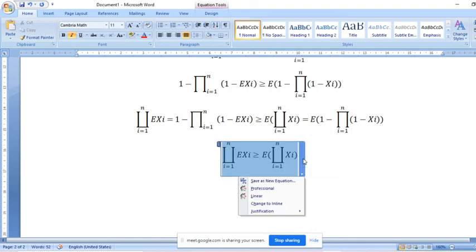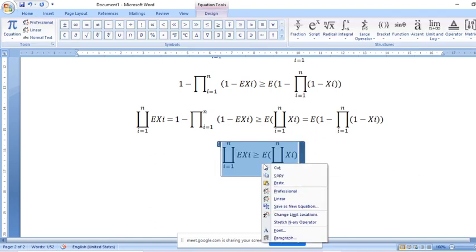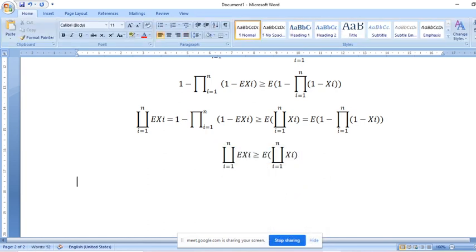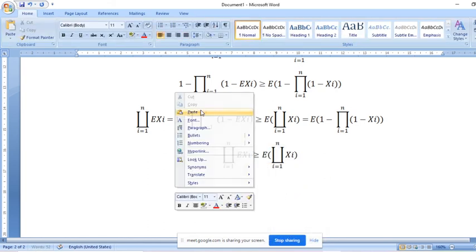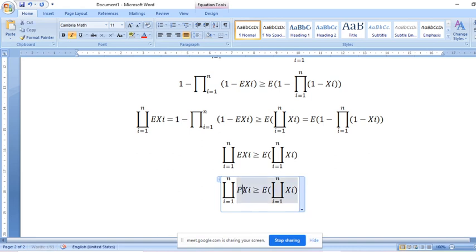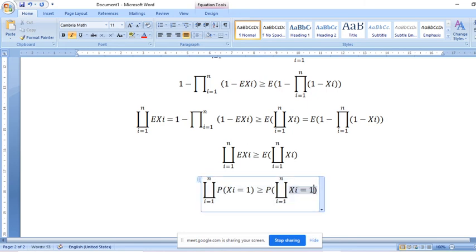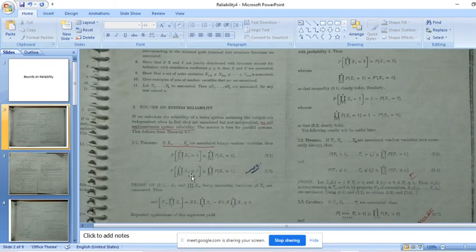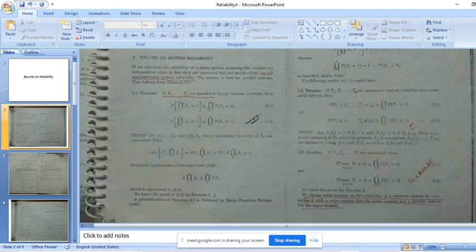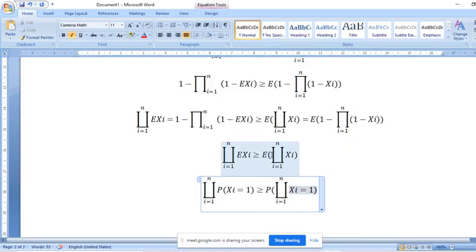Now we can apply probability. What will be the result? Equal to 1. This is probability of... so that is the second result. This is 3.2. So we have proved both results, 3.1 and 3.2.